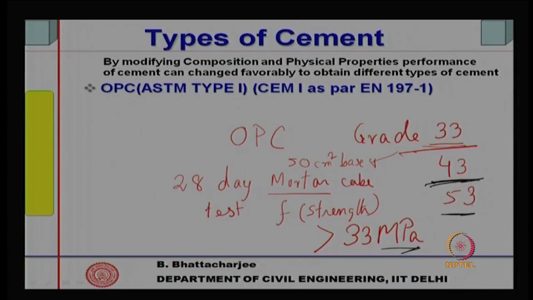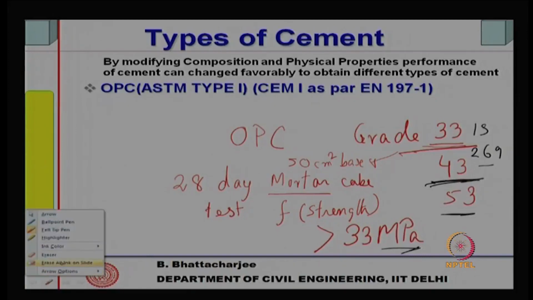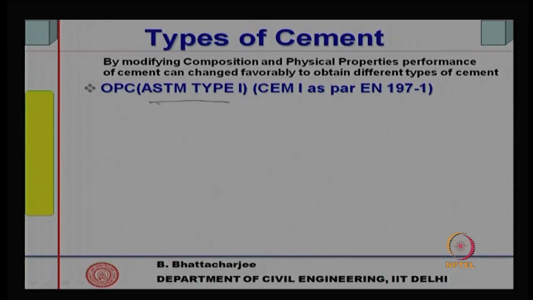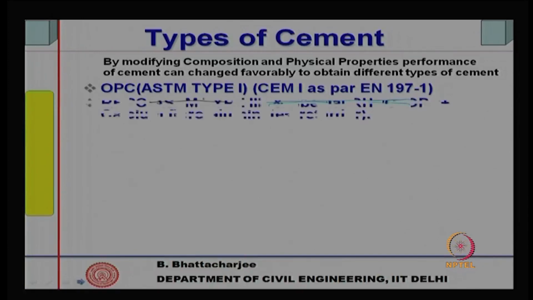And we have 3 different grades for this. IS 269 deals with this one, and that is the originally used ordinary Portland cement. So, that is as far as Indian standard is concerned. ASTM of course classifies OPC as type 1, and CEM 1 is what EN 197-1 says, that is the European standard. BS standard also used to call it, I mean now it is all integrated, all European codes are integrated, and this is CEM 1 as per European standard.